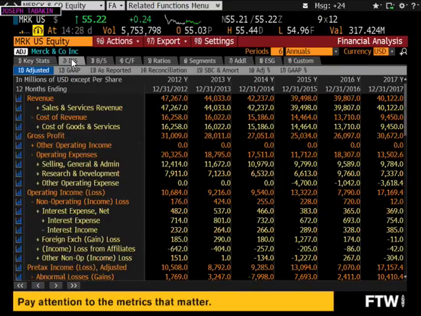What do you notice between 2012 and 2016? Look at revenue. What was revenue in 2012? $47 billion. What was revenue in 2016? 39.8. They basically saw a $7 billion decline in revenue over that period of time.